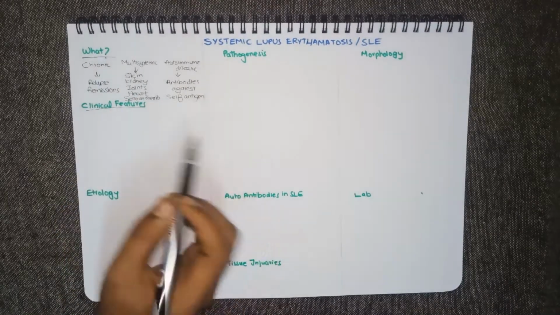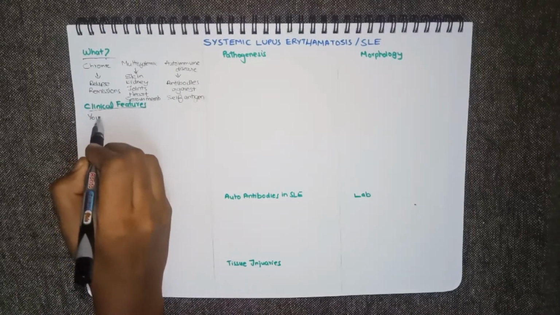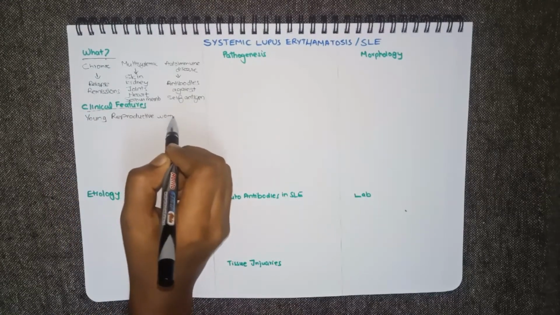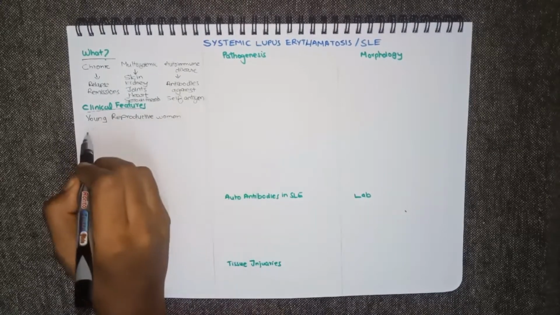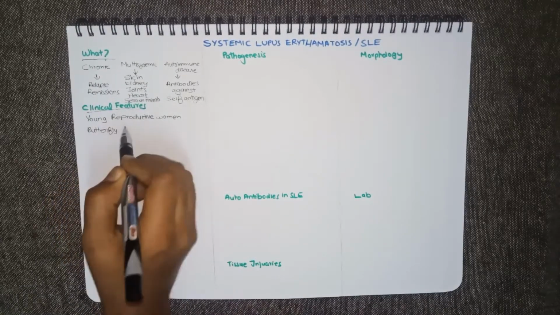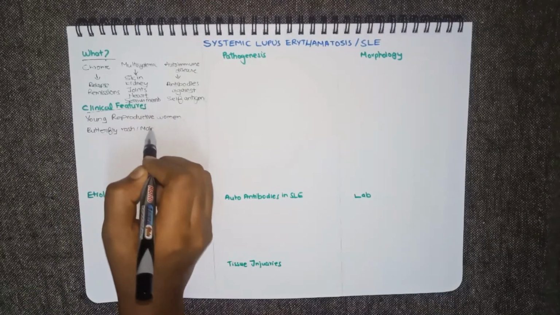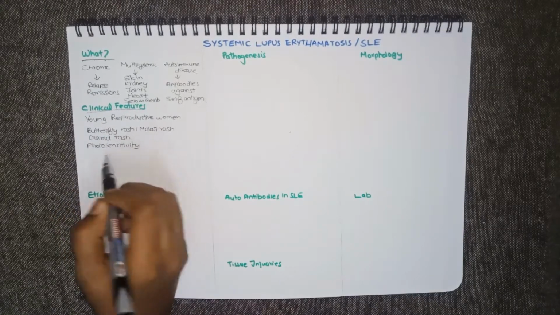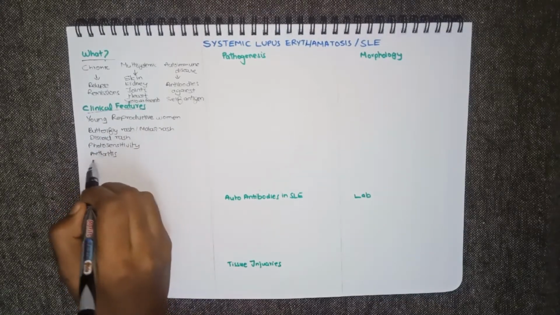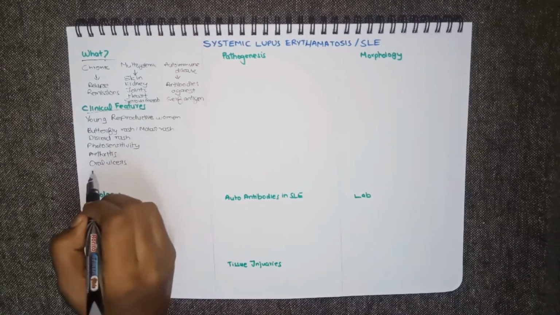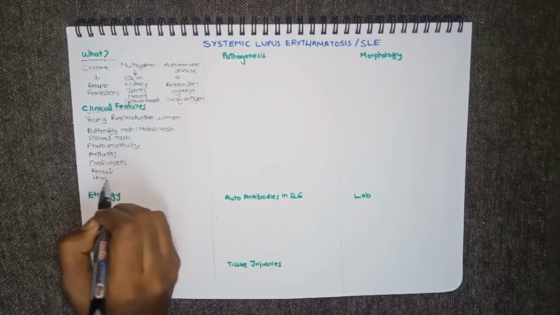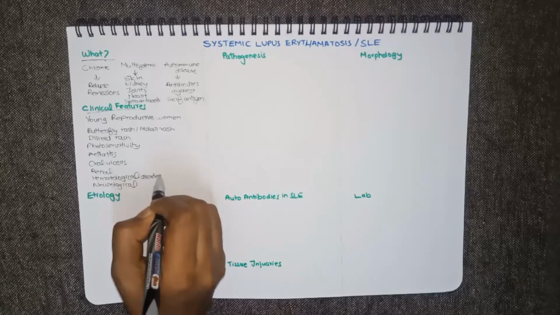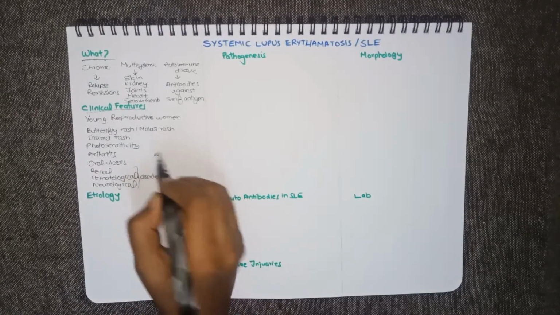Now, let us move on to the clinical features. It is observed that it is usually seen in young reproductive women, and the cause for this will be dealt with in the etiology part. Now, what are the other symptoms? It includes butterfly-like rashes or malar rashes on the face. There can be discoid rashes. There can be photosensitivity. There can be arthritis, oral ulcer. And since it is a systemic disease, they can have renal, hematological, neurological disorders. The presentation of SLE is usually variable.